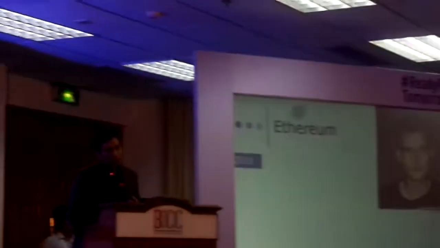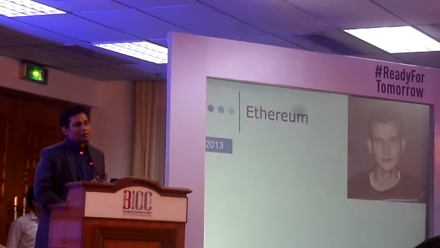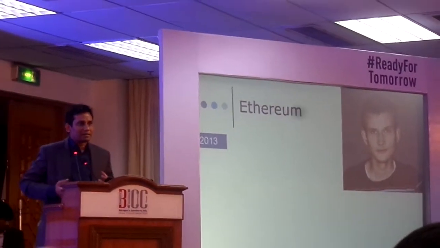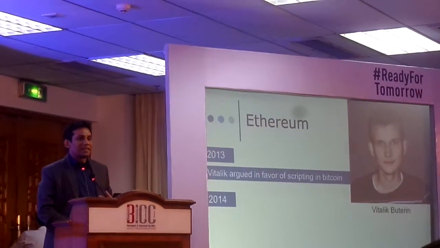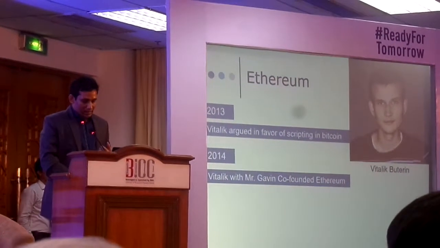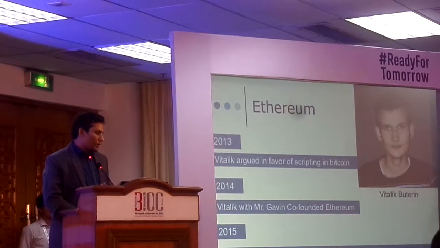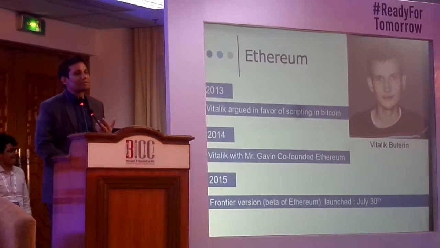Now see, who is he? We know him. He is the creator of Ethereum. In 2013, he was working with blockchain, Bitcoin. He was thinking about adding something to the blockchain software. He wanted to add some scripting, but he failed. After that, in 2014, with Mr. Gilhane, he co-founded Ethereum, and he is Vitalik Buterin. And then in 2015, the first version, called the Frontier version, the beta version of Ethereum, launched on July 30, 2015.